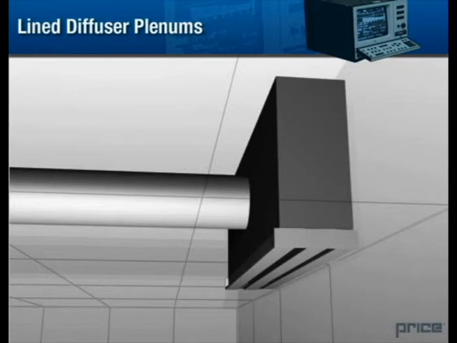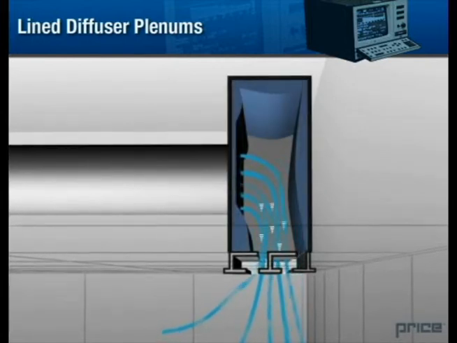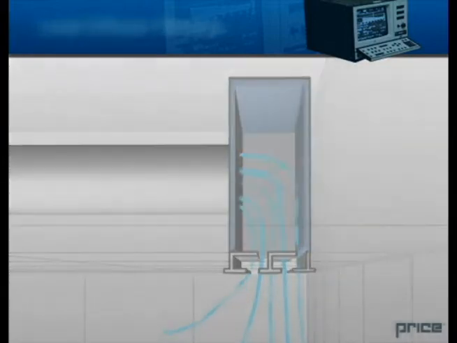Scenario 6. Lined diffuser plenums. Care must be taken when lining diffuser plenums. Excessive lining in a slot diffuser plenum can decrease volume, increase air velocity, and may actually introduce significant noise. Price-manufactured plenums contain an optimal amount of lining, so as to minimize the amount of noise produced.